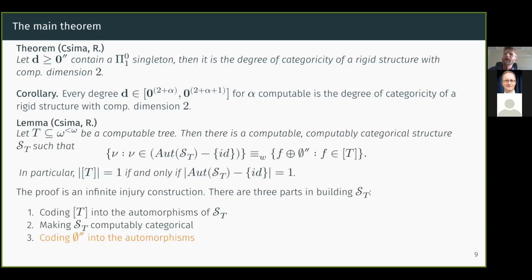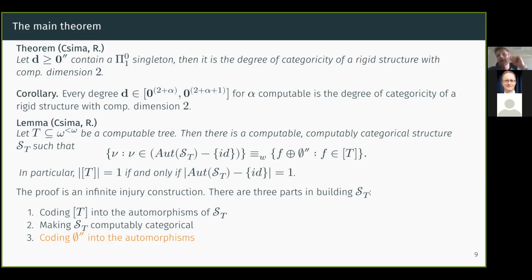And what did we do? Well, we took this lemma, which I compiled from all of the lemmas that Turetsky proved, and eliminated the zero double jump on the left. So let T be a computable tree, then there is a computably categorical structure S_T such that the automorphisms are Muchnik equivalent to the paths through T plus zero double jump. Everything else is exactly the same as in Turetsky's lemma. All we did is take his construction and code zero jump into the automorphisms.